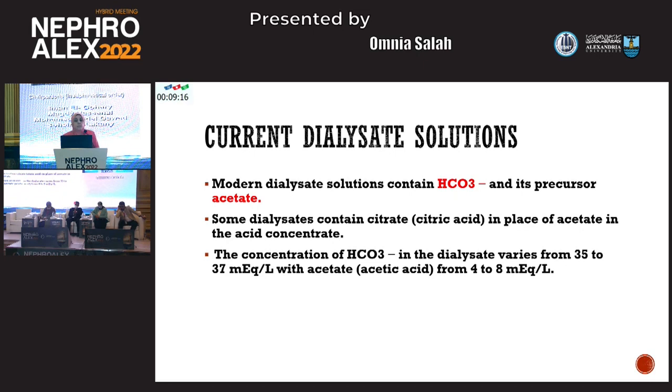What are the current dialysate solutions? Modern solutions usually use bicarb and its precursor acetate. Some dialysate contains citric acid in place of acetate. The concentration of bicarb usually ranges from 35 to 37, with the acetate ranging from 4 to 8.